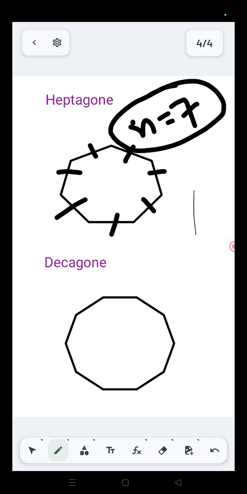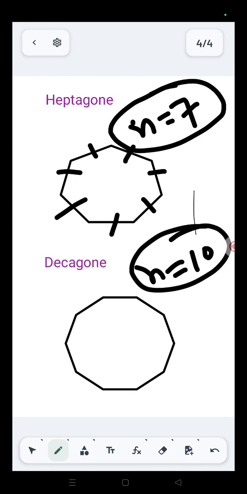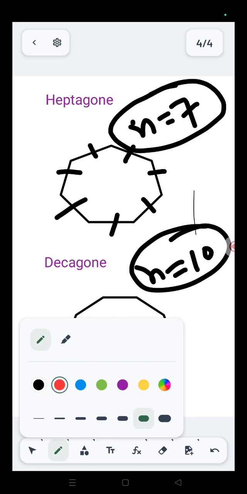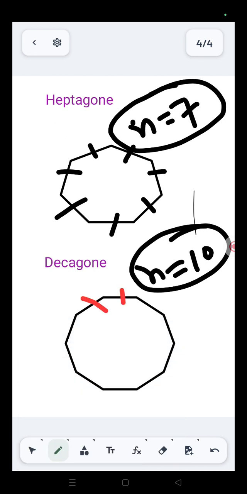Next figure is the decagon. In this decagon there are n sides. What is the value of n? n equal to 10. You can count this: 1 2 3 4 5 6 7 8 9 10. So it is called a decagon.